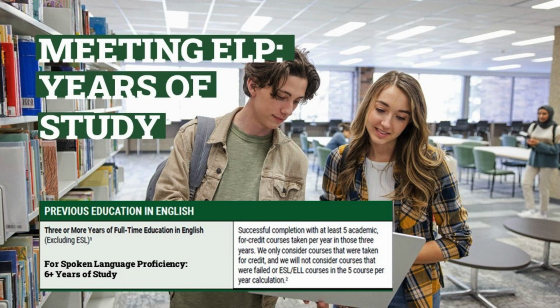Secondly, I do want to specify what I mean by full credit courses. In some provinces, there are a lot of courses that are modular courses or partial credit courses. Those do not count towards the calculation. They must be the core full credit value course in order to qualify for ELP. So as long as you have at least 5, none of those being ESL, ELL, no failed courses, then you would meet 3 years of study.